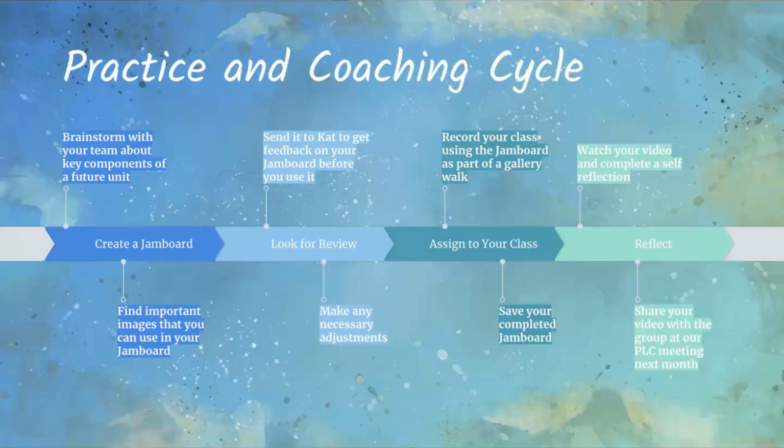Okay, so I'm going to have you get a chance to make your own Jamboard and begin the practice and coaching cycle so that you can use Jamboard to make gallery walks on your own. The first step: you're going to brainstorm with your team right now about key components of a future unit. When you have that figured out, your next step is finding important images that you can use in your Jamboard. You can also use text and things like that. It's a little bit harder on Jamboard, but it's definitely possible. You can include a link to an article on Newsela or something like that if you want.